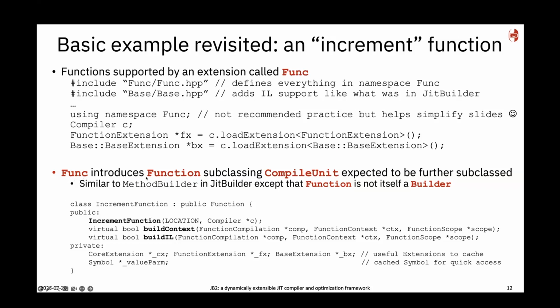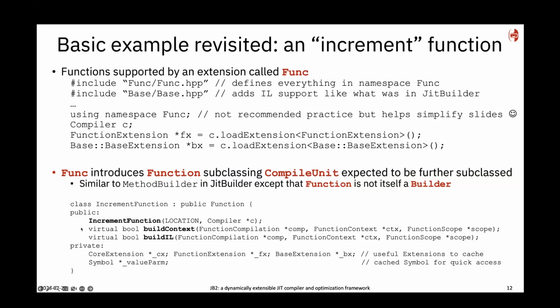Now, func introduces a function class, which subclasses compile unit. So now we can create functions to compile. The expectation is that that's going to be further subclassed by some compiler environment to create specific functions. In this case, it's like the method builder that you had in JitBuilder, except that now function is not itself a builder object. It used to be the case that you created a method builder and you could already just add operations to it, and you'd be adding operations to the code path that gets called when you call the function. It starts off executing those operations. However, now, because I didn't want to make builder or compile unit cross-connected, function is not a builder itself, so you have to do something else, and I'll talk about what that is later.